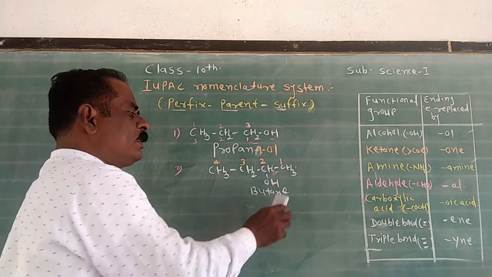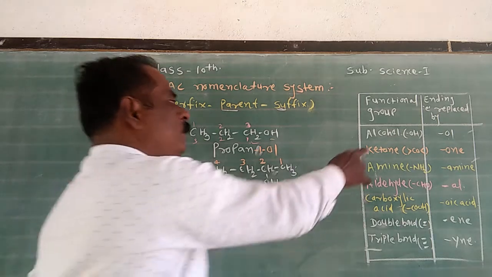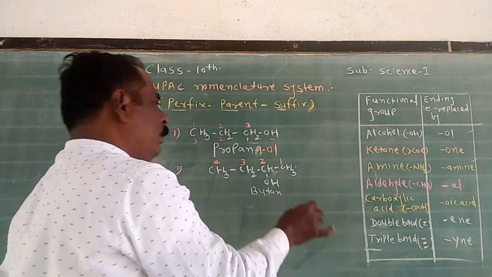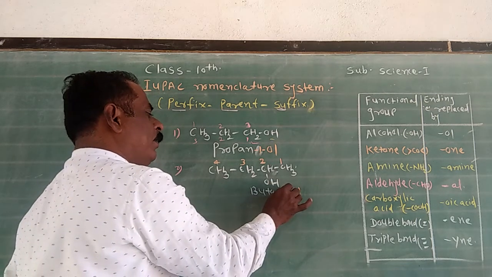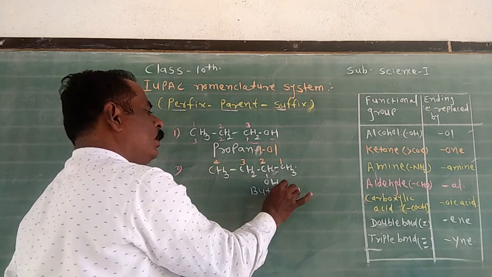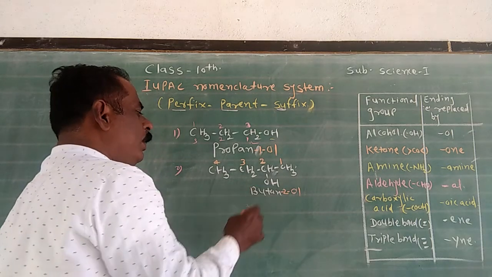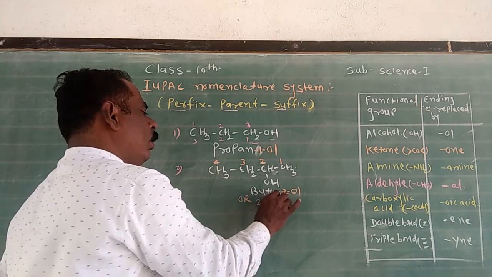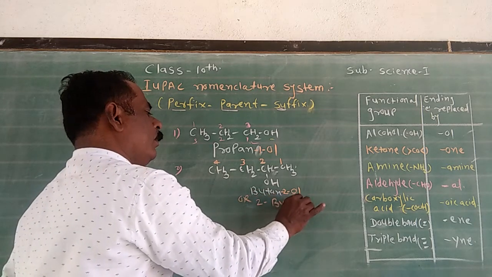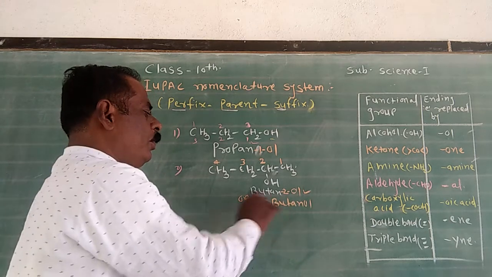Then E is replaced by OL because here the OH group is present. Where is it attached? It is attached to the second carbon atom. That is the proper number, meaning butane-2-ol. Name of compound is butane-2-ol, or sometimes we write it like this, 2-butanol. It is also correct. You remember the first pattern only.